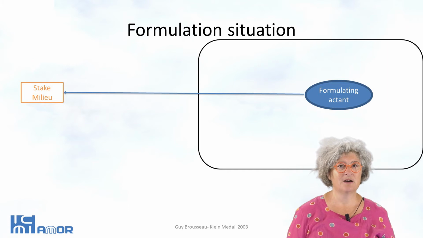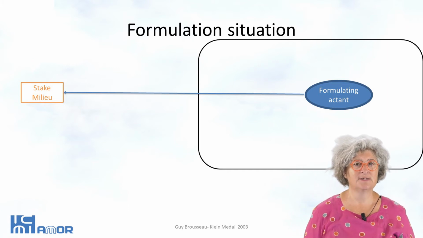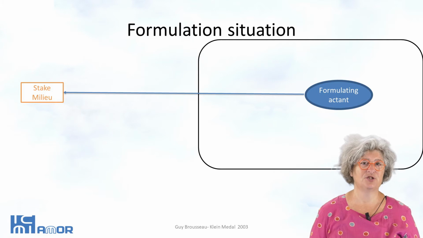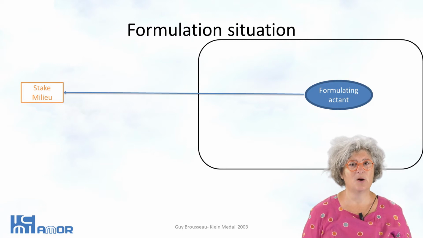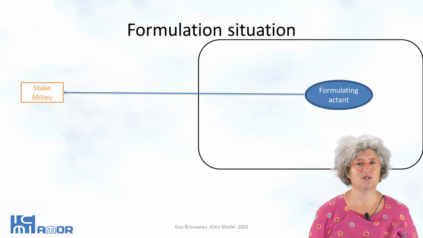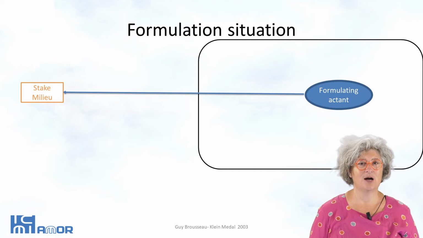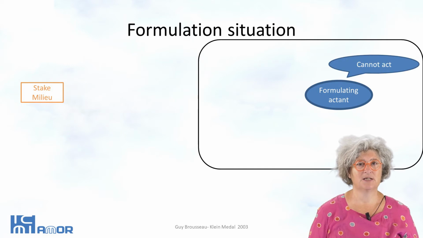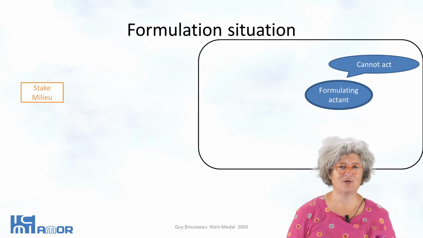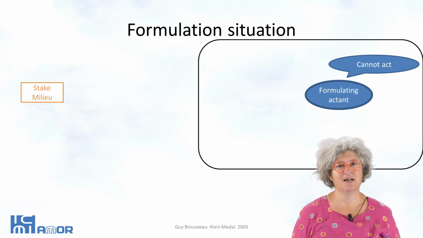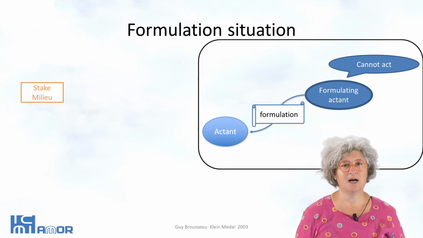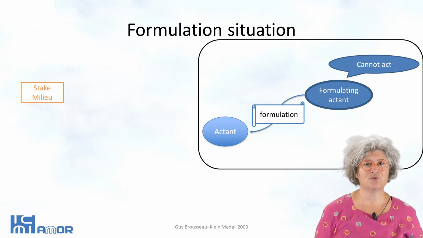We will now schematize the formulation situation. Somebody wants to solve a problem in a situation. There is thus a stake and a milieu. We will now modelize a particular condition of a formulation situation. An actant has to act on a milieu in order to realize a given stake, but it cannot act immediately or directly for different reasons. We have seen two major reasons before: delay in time, or possible action by somebody else only. The formulating actant thus has to resort to a formulation.